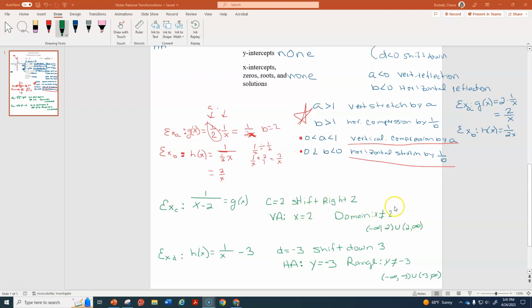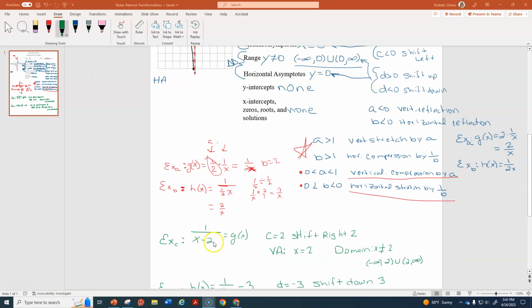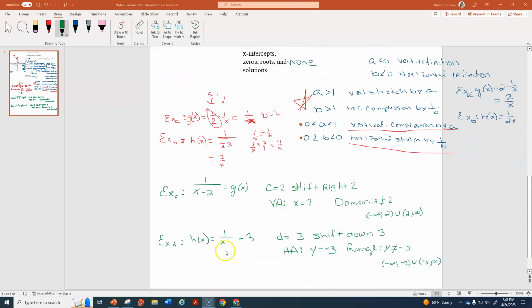The range would still be the same thing as it is up here. Negative infinity to 0, union with 0 to positive infinity, and the horizontal asymptote is still at y equals 0. Why is it all of that? Because we didn't shift it up or down.